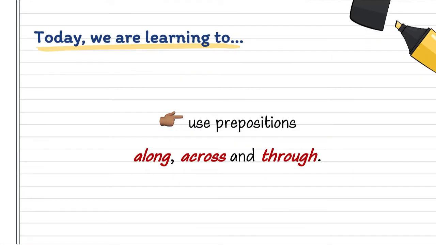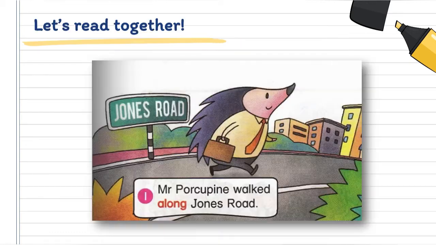Unit number 5, travel. And today we are going to learn how to use prepositions along, across, and through. Okay, now let's start and let's read together.